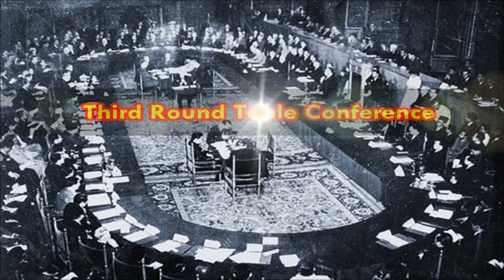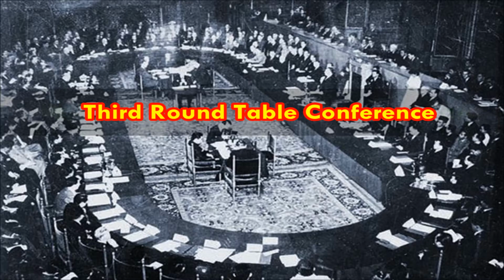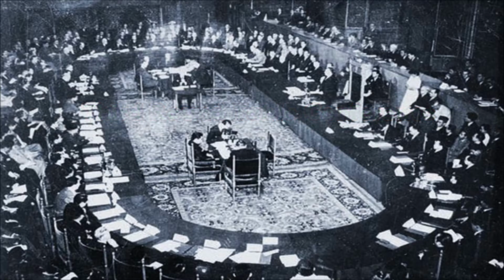Third Round Table Conference, held in London from November 1932. The British government instructed the formation of a federal government at the center and regional governments at the states. INC did not participate in the conference and opposed the decision of the British government.